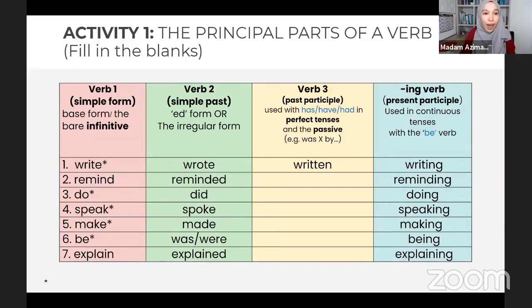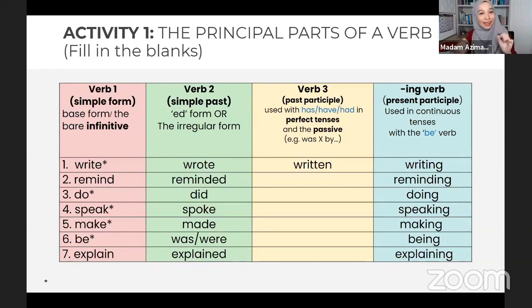Sometimes I'll call it verb 1. Sometimes I'll call it the bare infinitive. So verb 1 is the dictionary form of that verb. It's the original base form, okay? Verb 2, that means that same verb now will be changed. Verb 2 is a category where it is changed because it is in the simple past form. So it's either the ed form, that means we add -ed to the original base form, or it's just irregular, so you just have to know, you have to memorize, okay?